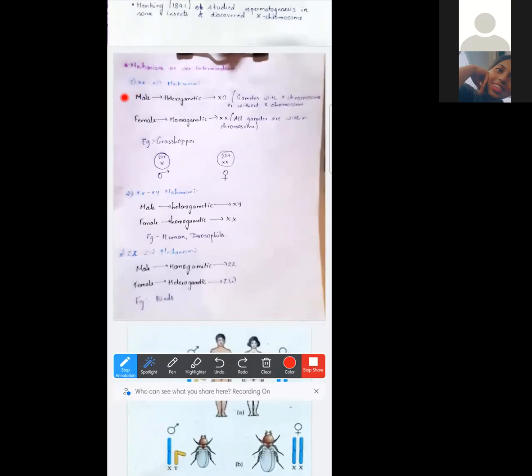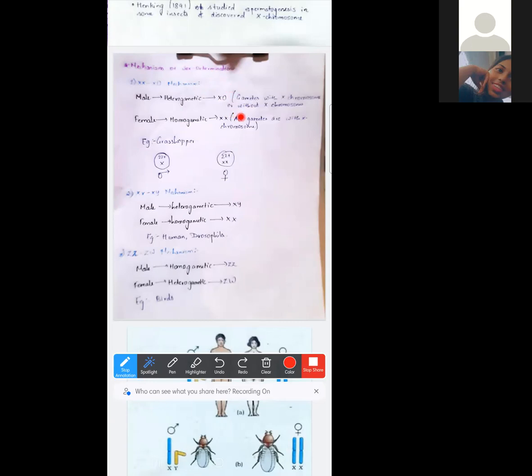First one is the XX-XO mechanism. In this, the male is heterogametic, that is, the gametes produced are different. That is, the male has sex chromosome XO. Here, half of the gametes will have the X chromosome in them, and half of the gametes will have the O, no X chromosome in them. This O is basically not the letter O, it is 0, but we say it as O.